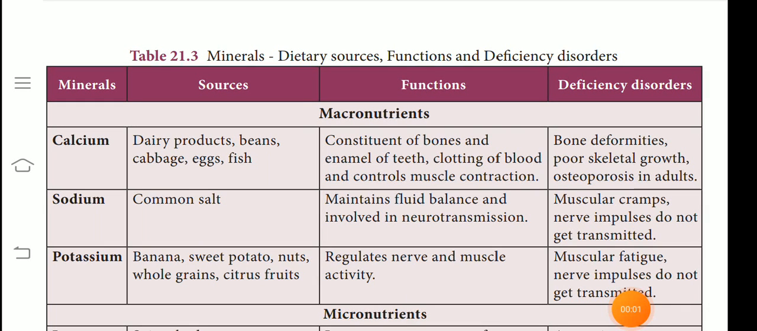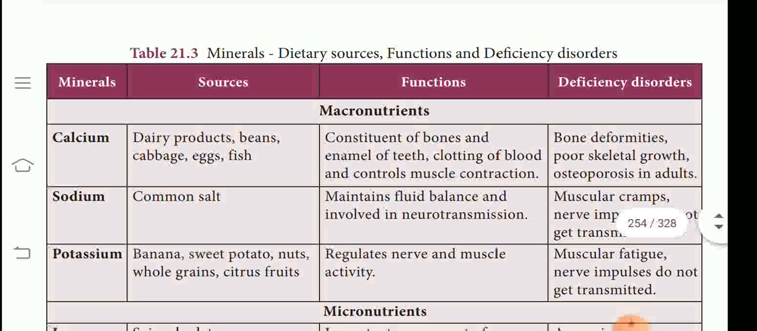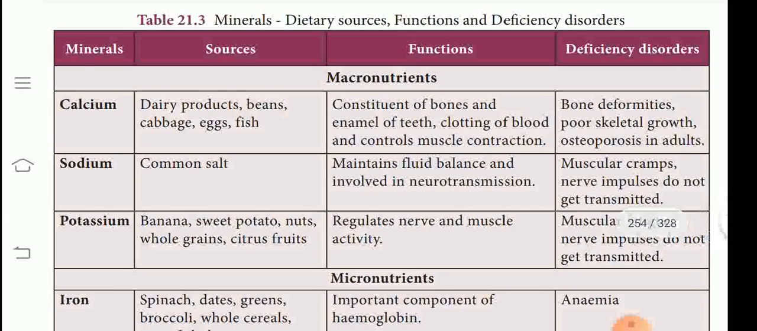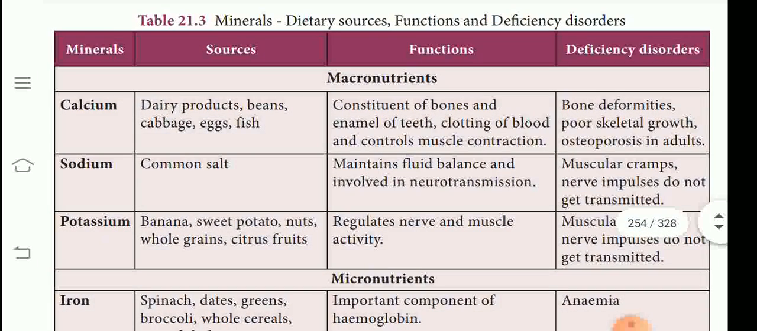Good morning, students. In 9th Bioscience, we are going to see Unit 21, Nutrition and Health. In the last class, we saw a small introduction to this lesson, and we saw the classes of nutrients in this lesson. What are the classes of nutrients? I hope you all recall this. They are carbohydrates, proteins, fats, vitamins, and minerals.